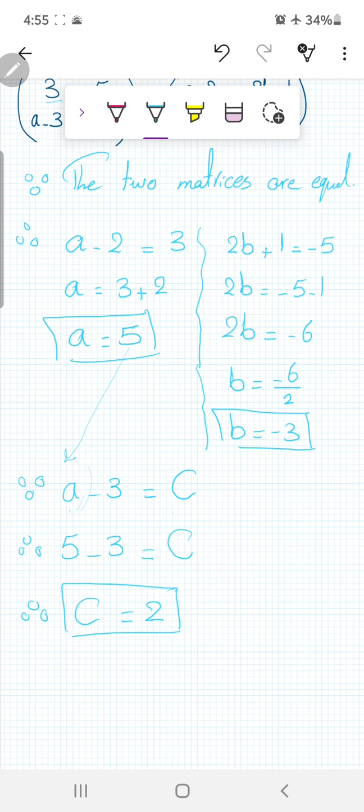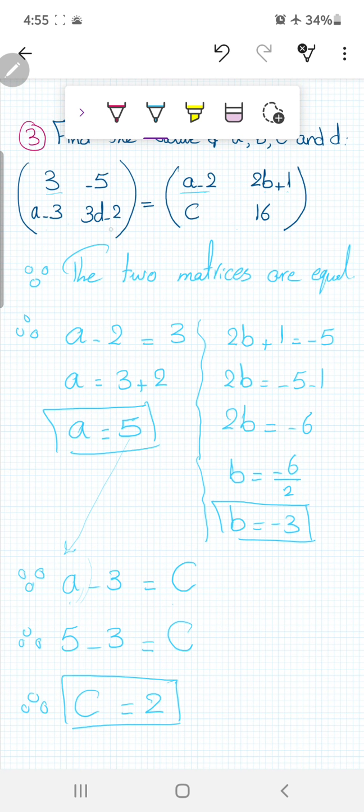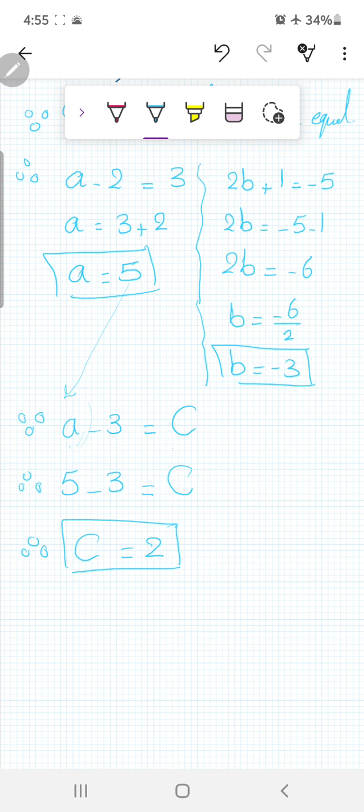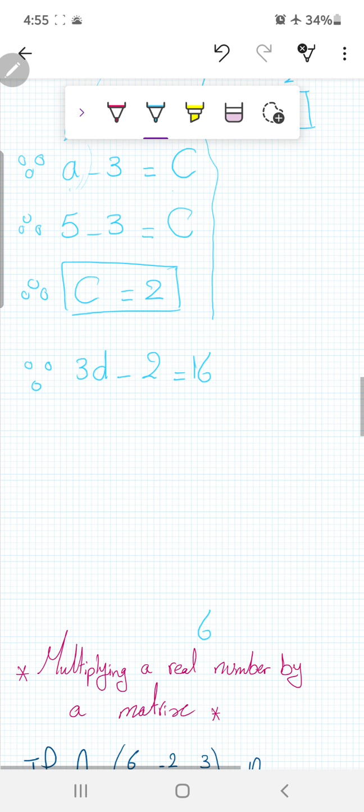Okay, finally, we want to get the value of d. Here we have 3d minus 2 equals 16. Also another equation. 3d minus 2 equals 16. Move 2 to the other side as positive.